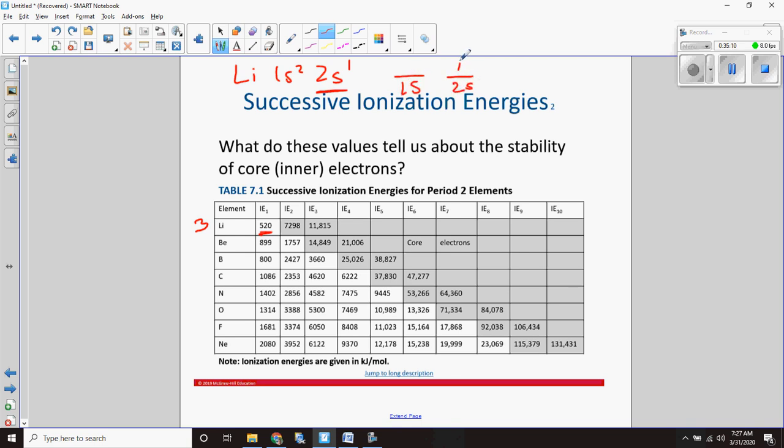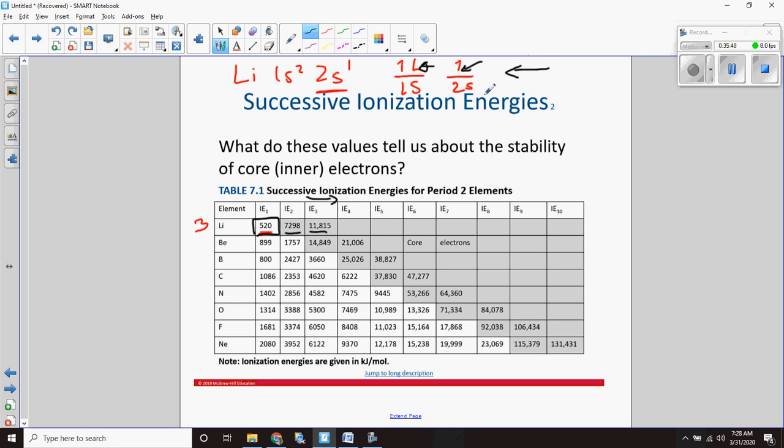If I draw the orbital notation, I get 1s and then 2s. So there it is, one spin up, spin down. The first electron to get removed is this one. This one costs us 520 kilojoules per mole to remove. But the next electron to get removed is this one. Now we're trying to break apart a full shell, and the energy goes up by more than a factor of 10. Removing the next electron costs even more.